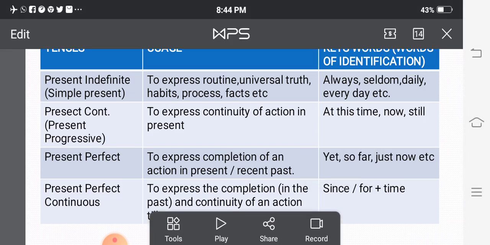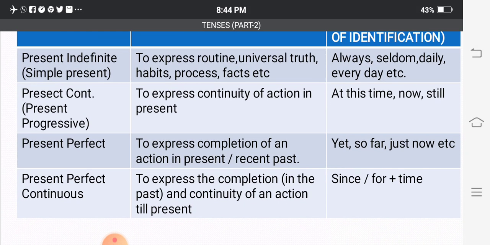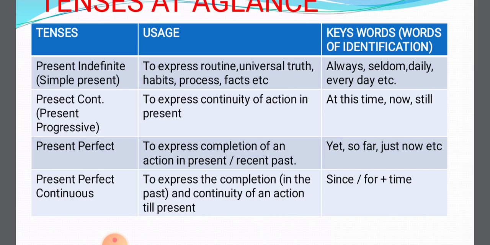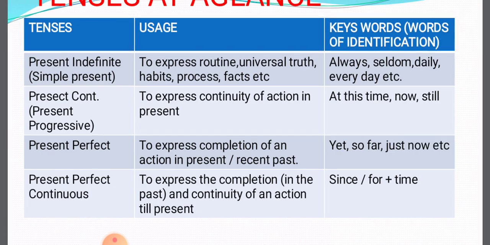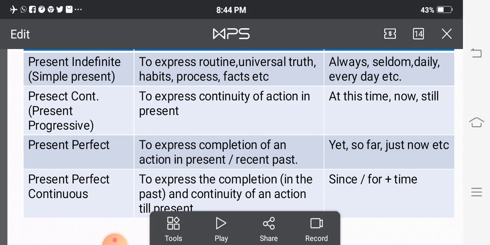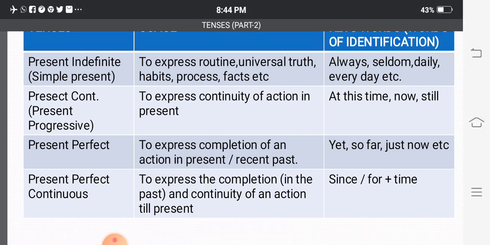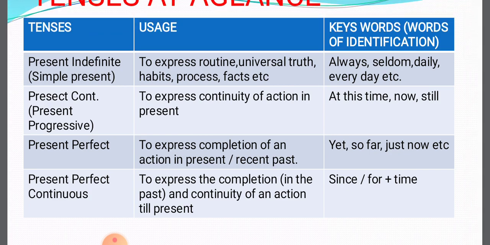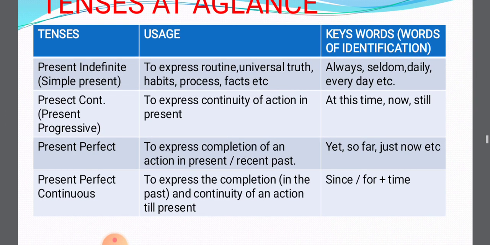Next, present perfect. Now present perfect, to express completion of an action in present and recent past. Means what? The action has been completed, but still the speaker wants to relate somehow to the present. Okay, the important keywords, words of identification, are yet, so far, just now, etc. For example, he has reached here just now. Okay, so far I haven't got any reply. Okay, in this way this tense present perfect is used.